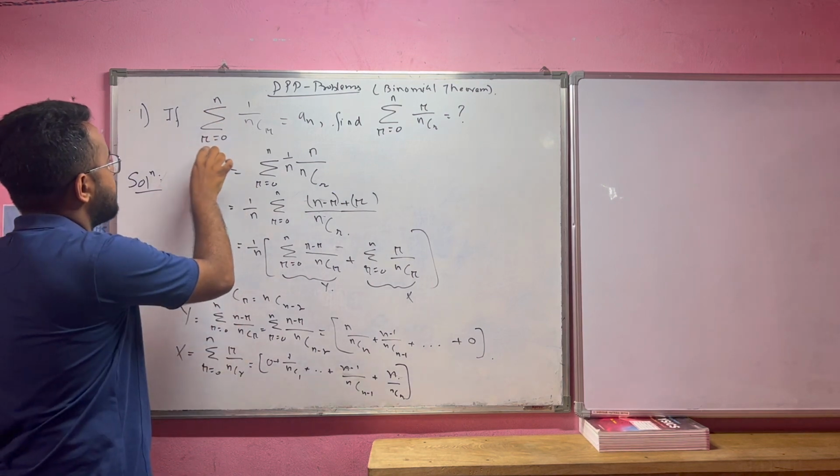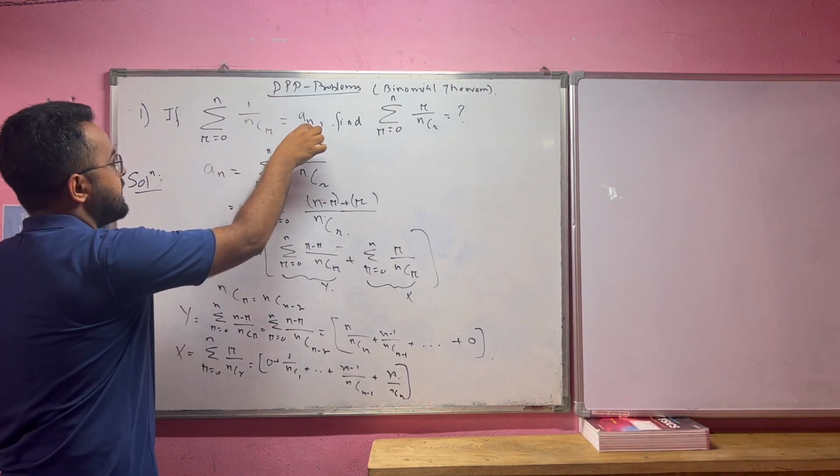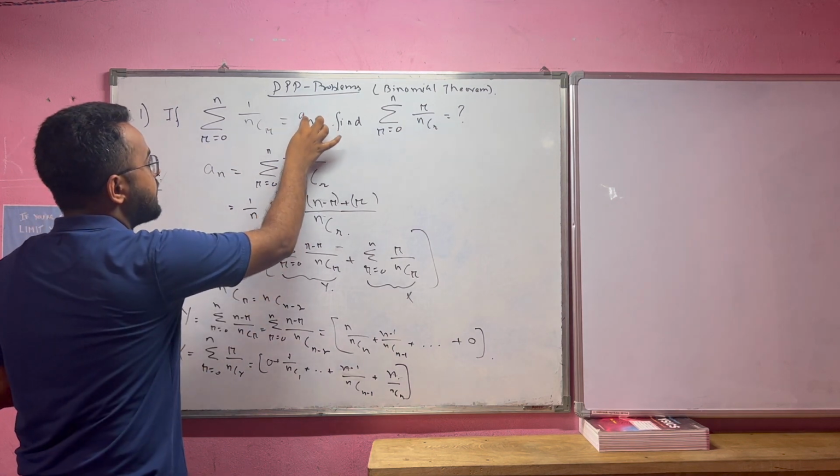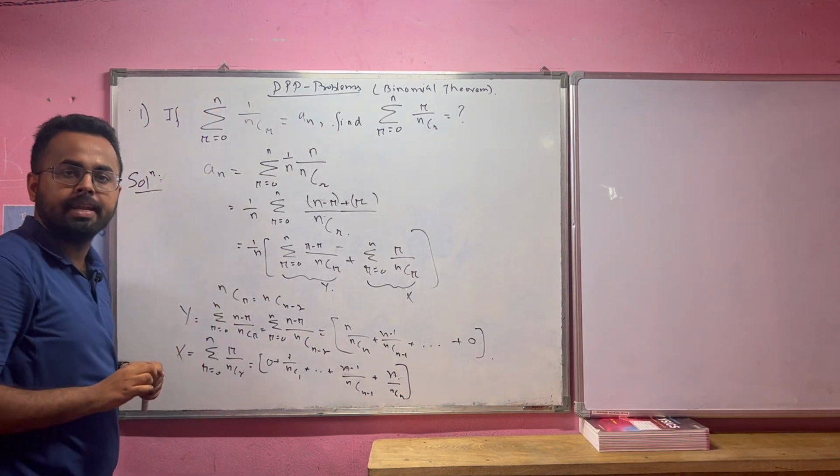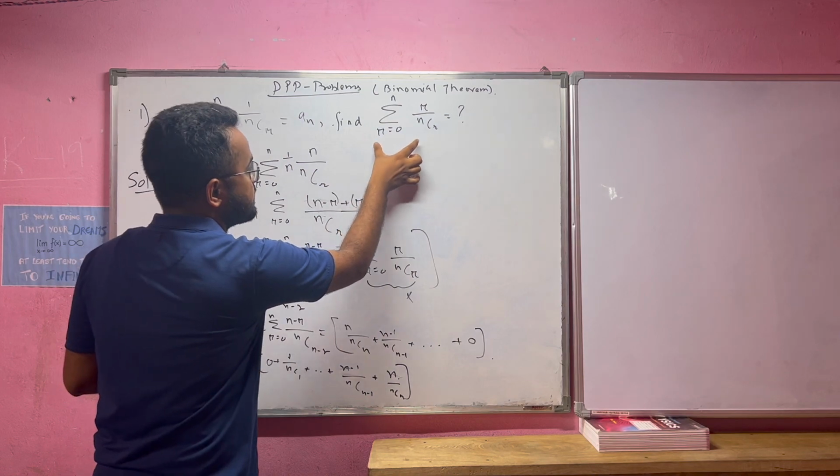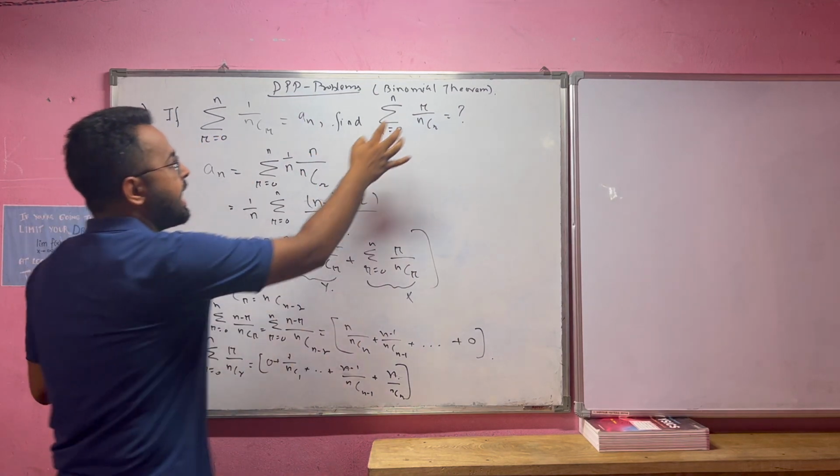If summation of r goes from 0 to n of 1 by nCr is equal to an, here n is written because this sum is dependent on n. Then we need to find this one. What has come here? r.